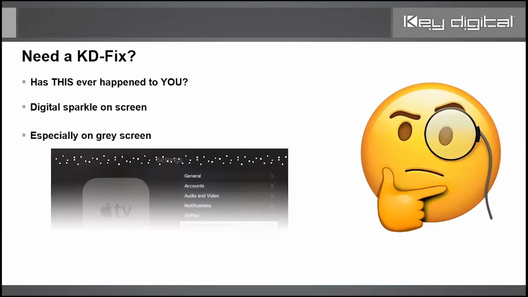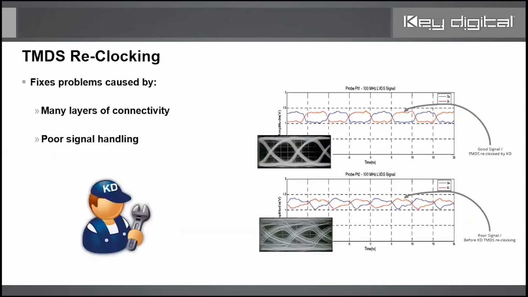Remember, HDMI picture always looks fantastic, right? Because it's digital. But it has a very low threshold for loss. And if you start seeing a few lost pixels, you're likely very close to falling completely off the cliff and having no image whatsoever. And that is why we have TMDS Re-Clocking.